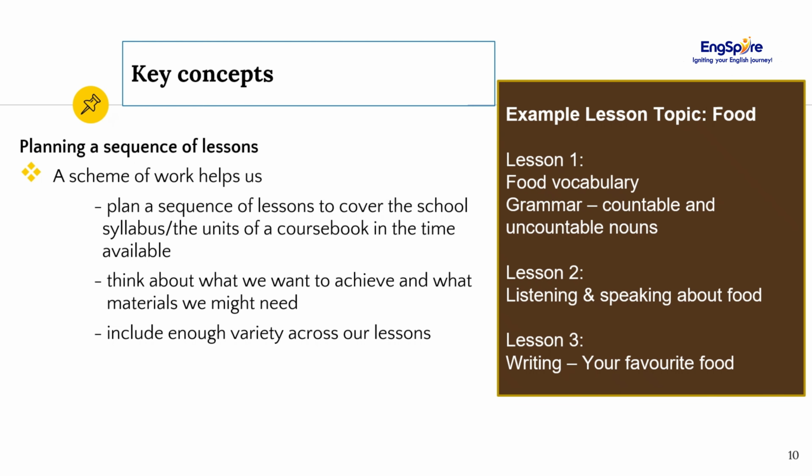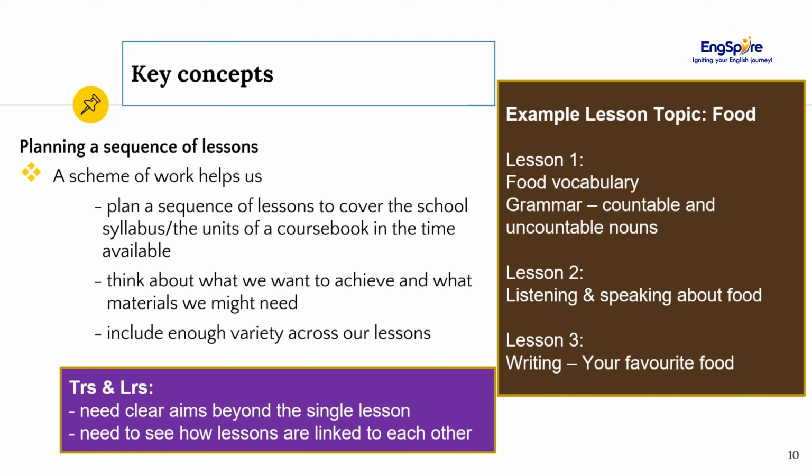For example, if we are teaching the topic of food, we might introduce vocabulary in the first lesson, practice listening and speaking in the second, and finish with a writing task in the third. Teachers and learners need clear aims that go beyond a single lesson and need to see how each lesson connects to the previous and next lesson, making learning more meaningful.